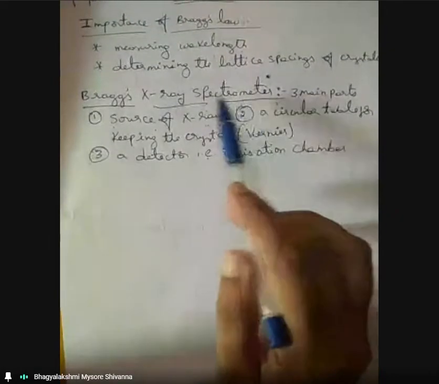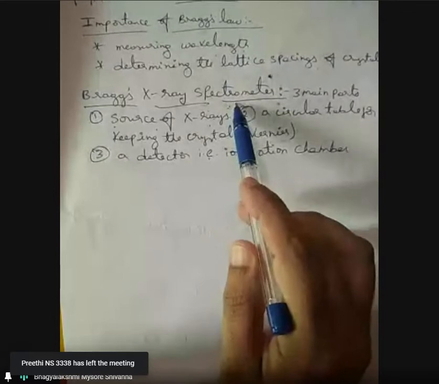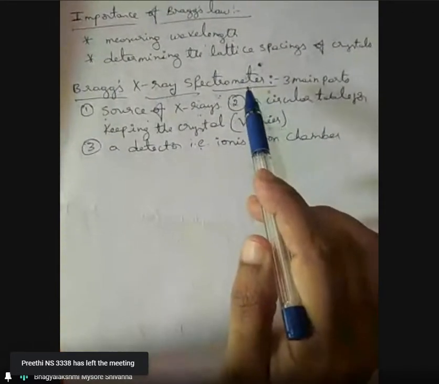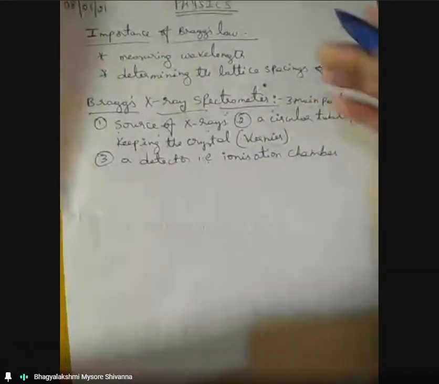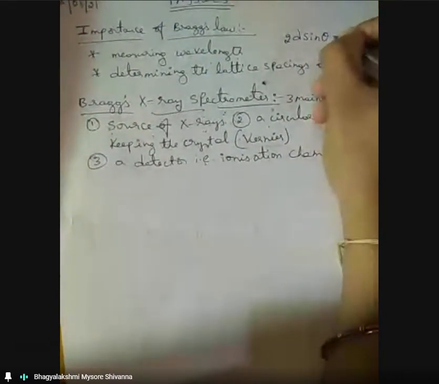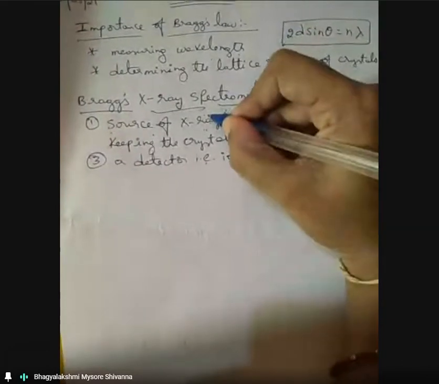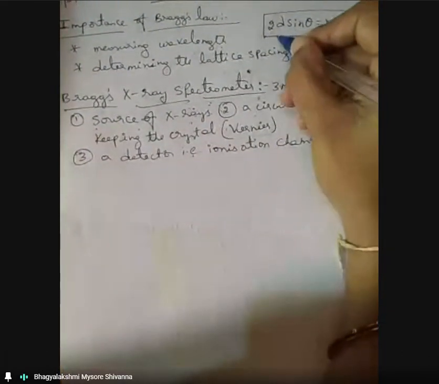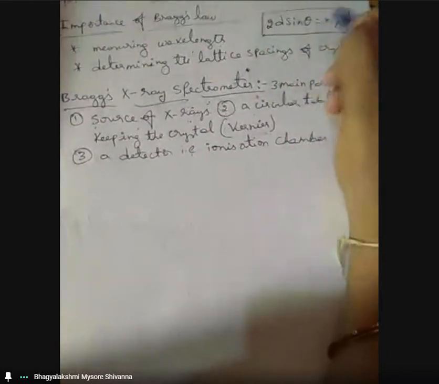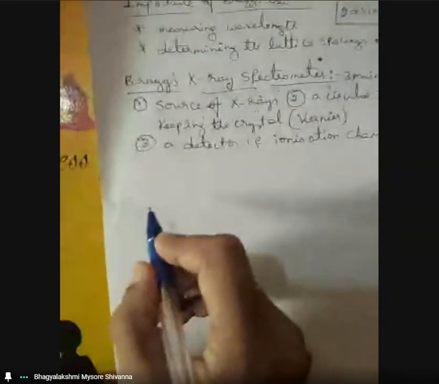On what principle will the Bragg spectrometer work? The Bragg spectrometer works on the principle of Bragg's law. What is Bragg's law? 2d sin theta is equal to n lambda. This is Bragg's law. So let us consider the construction next.